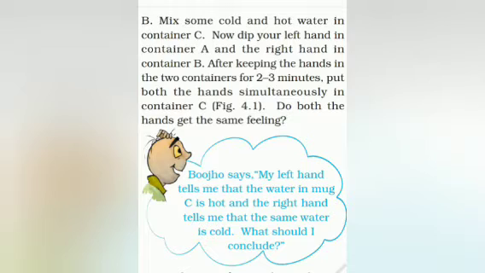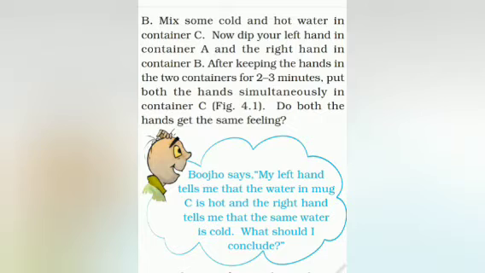पहले A में रखना है और लेफ्ट हैंड B में रखना, फिर दोनों हाथ निकाल के C में डालने. Do both the hands get the same feeling? जो ठंडे पानी से निकाला है उसमें वार्म लगेगा, जो हॉट वाटर से निकाला है उसको हमें कोल्ड लगेगा. Buju says, my left hand tells me that the water in C is hot, and my right hand tells me that the same water is cold. What should I conclude? देखिए, जो गर्म पानी में हाथ डाला था उनको ये वार्म वाटर ठंडा लगेगा, और कोल्ड वाटर में डाला था उनको ये वार्म वाटर हॉट लगेगा.